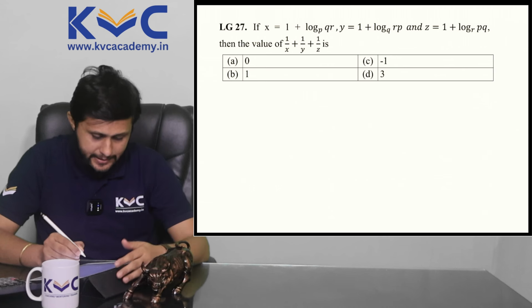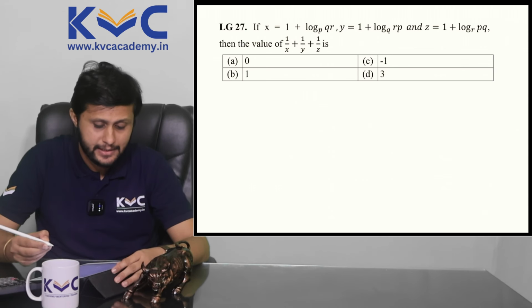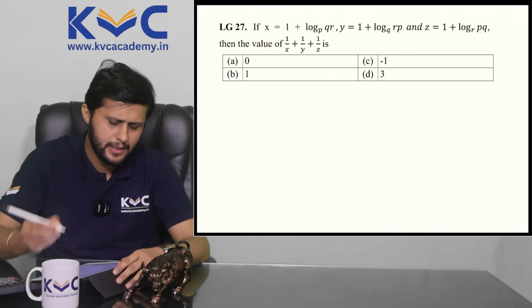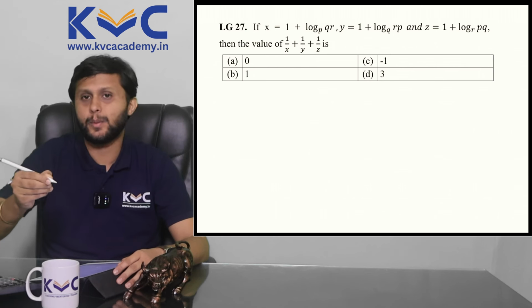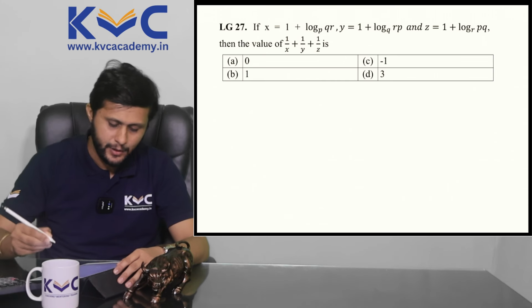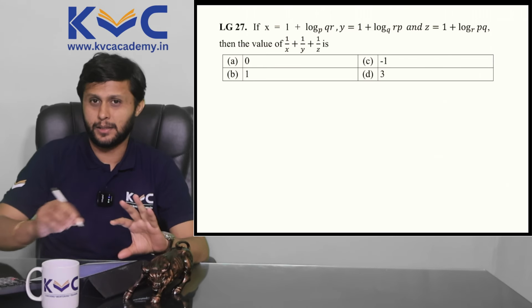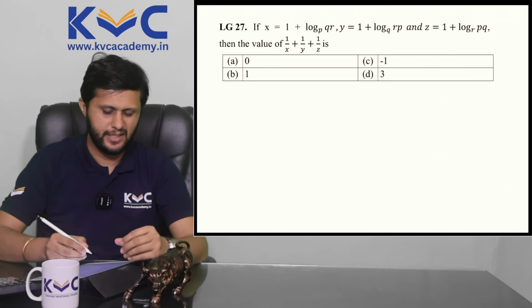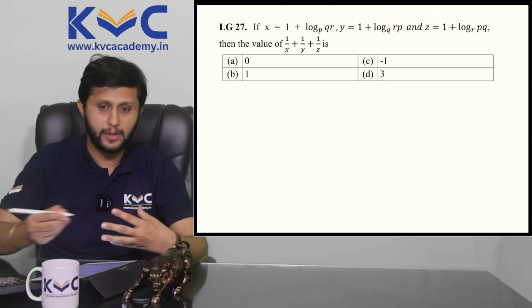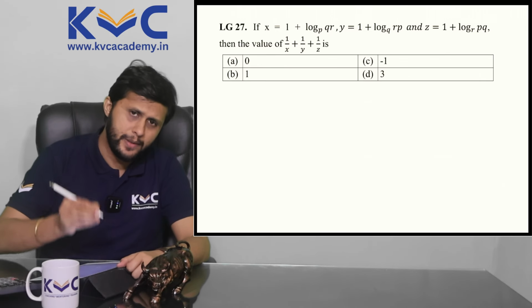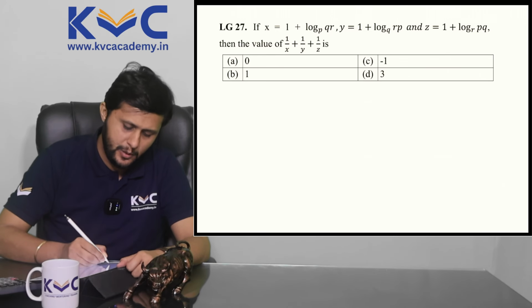So the value of X is given, value of Y is given, value of Z is given. Requirement is 1 by X, 1 by Y, 1 by Z. So I have to substitute the values over there. But the way the values of X, Y and Z are given are not straightforward. It is 1 plus something with a different log base and all of that. So what we'll do is we'll simplify the value of X.